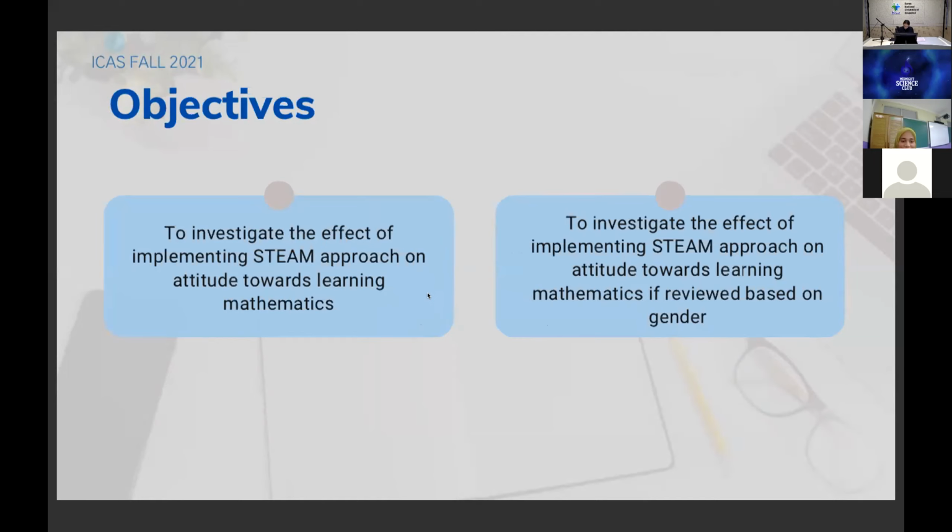Next, on the research objectives, I have two. First is to investigate the effects of implementing the STEAM approach on the attitude towards mathematics, if reviewed generally, and the other one is if reviewed based on gender.